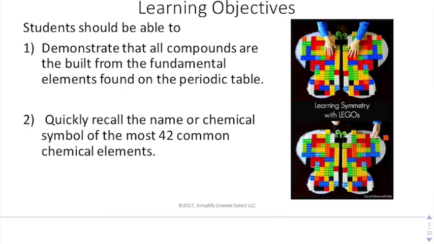So, the learning objectives for this particular unit are that students should be able to demonstrate that all compounds are built from fundamental elements found on the periodic table, and they should be able to quickly recall the name or the chemical symbol of the 42 most common chemical elements. It's a little out of order there.